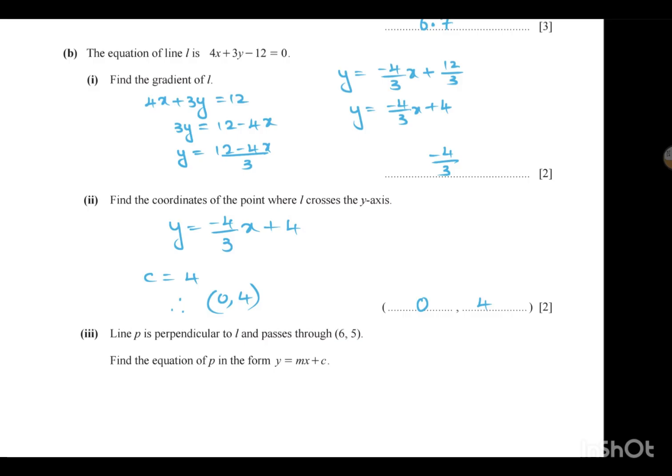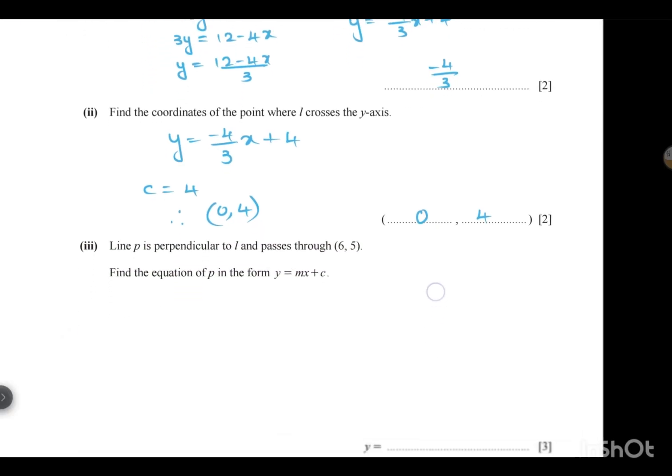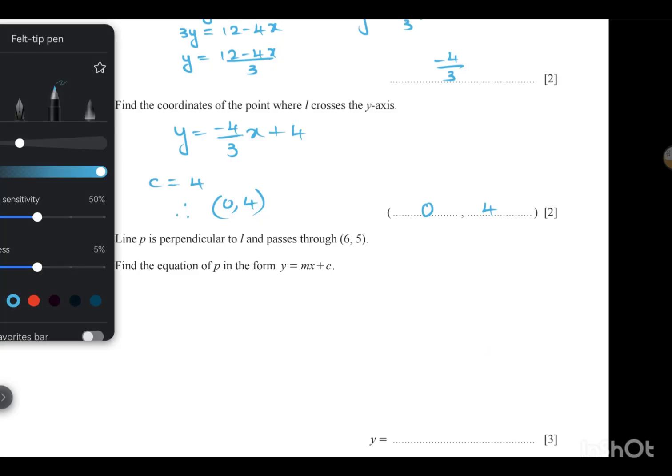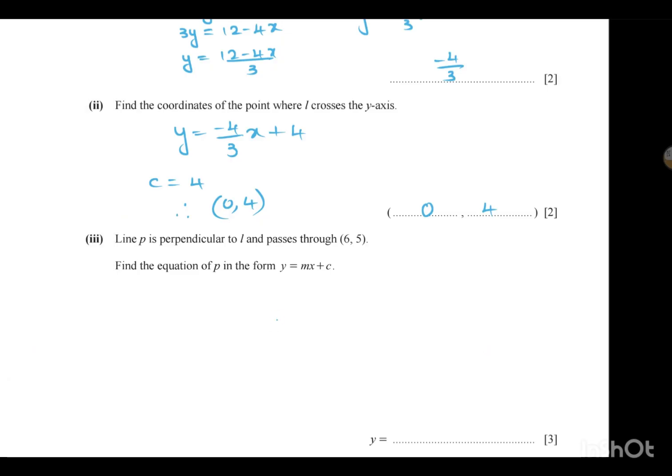Then question 3. Line P is perpendicular to L and passes through (6, 5). Find the equation of P in the form y is equal to mx plus c. Now for a line perpendicular to any line, the gradient will be the reciprocal and the sign will be changed. So the gradient of line P is equal to 3 by 4. The reciprocal of minus 4 by 3 is 3 by 4 and the sign will be positive.